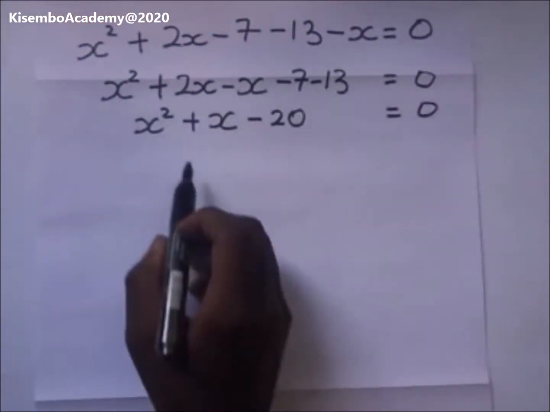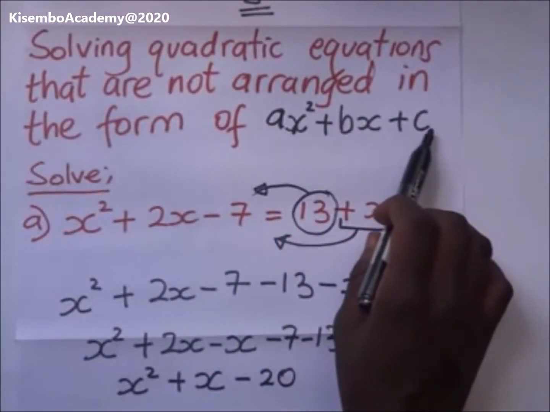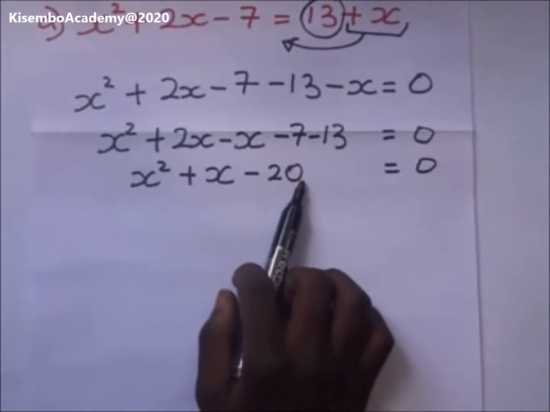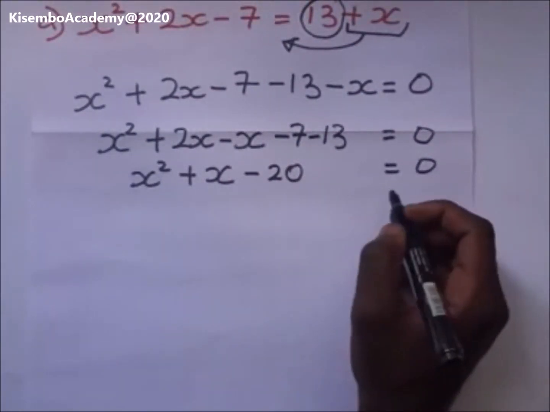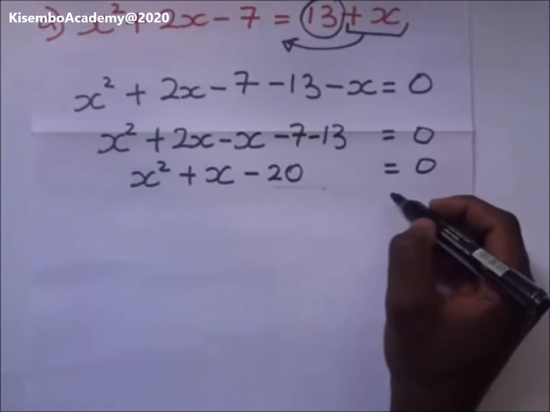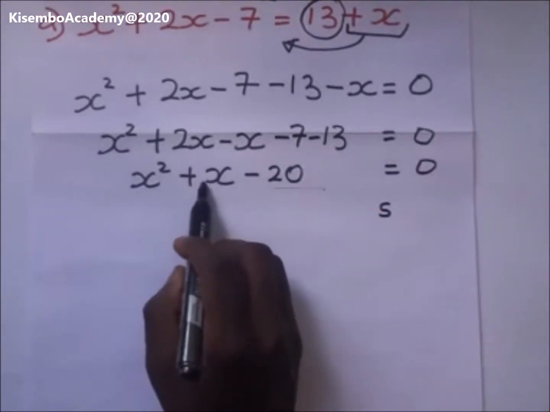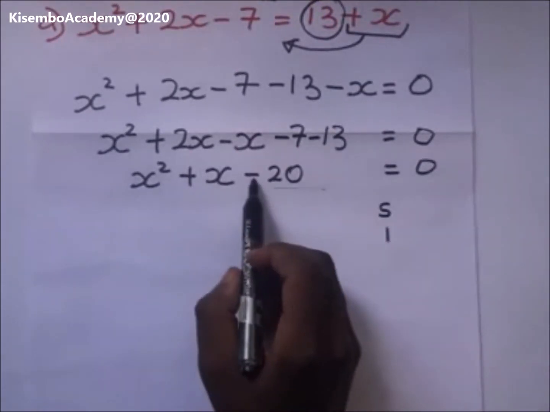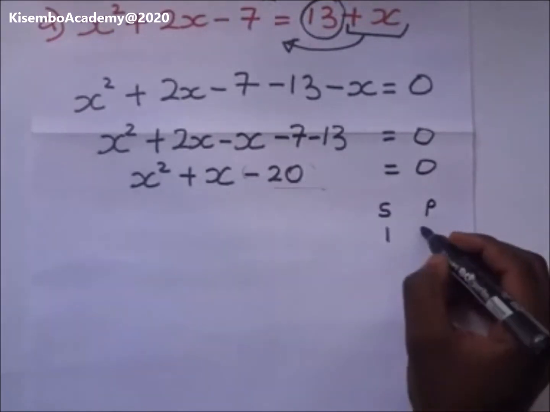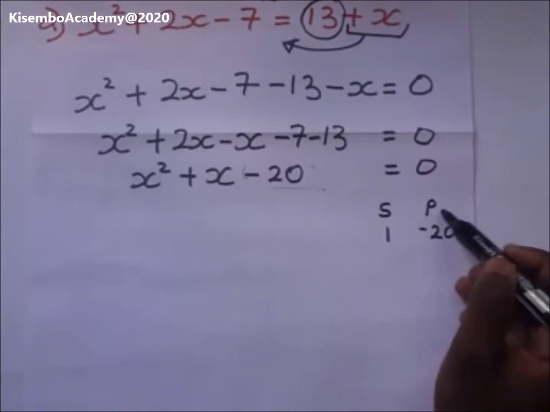We formulate a quadratic equation that is in the form of ax squared plus bx plus c. After rearranging it to that form, we can go ahead and factorize it. As we are factorizing this equation, we're supposed to look for two numbers first. These two numbers, when we add them, are supposed to give us a sum of positive 1, and when we multiply them, a product of negative 20. We get these numbers by exploring the factors of 20.